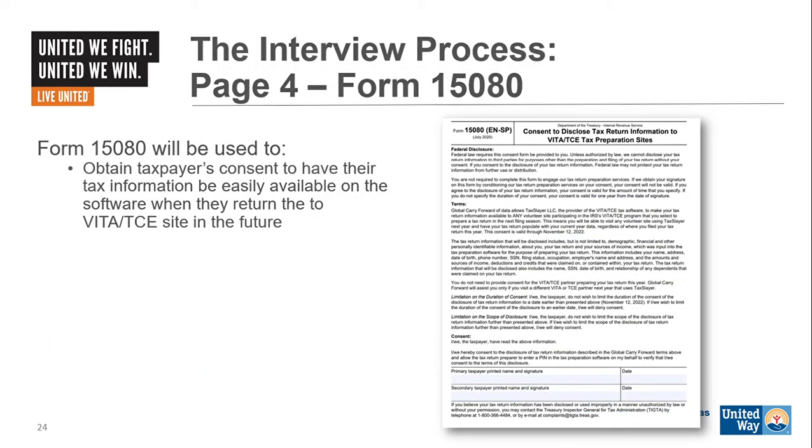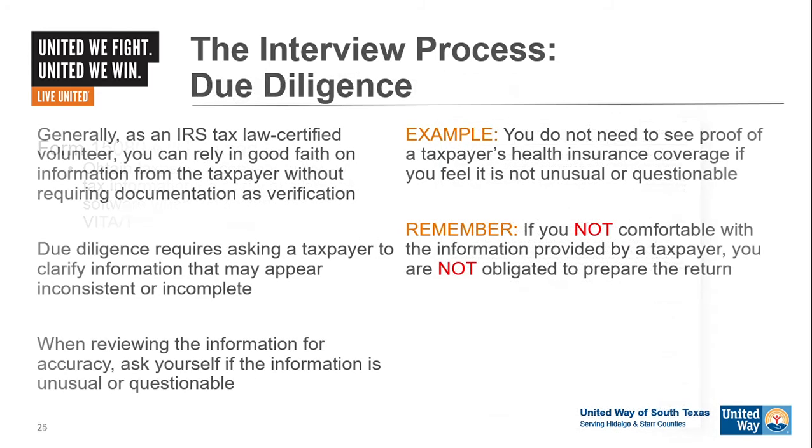Form 15080 will be used to obtain taxpayers' consent to have their tax information be easily available on the software when they return to the VITA TC site in the future. Yeah, like we mentioned in the beginning, that's what the consent is for. Okay, so the interview process, due diligence.